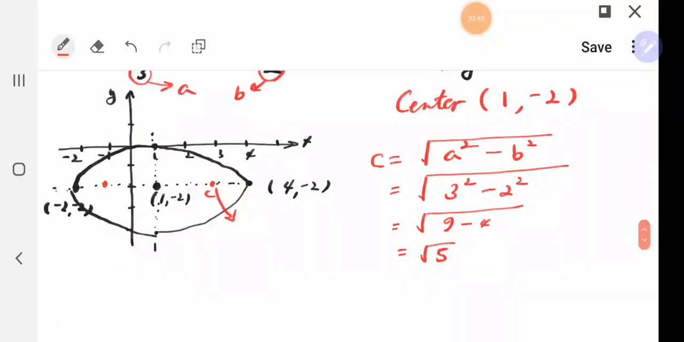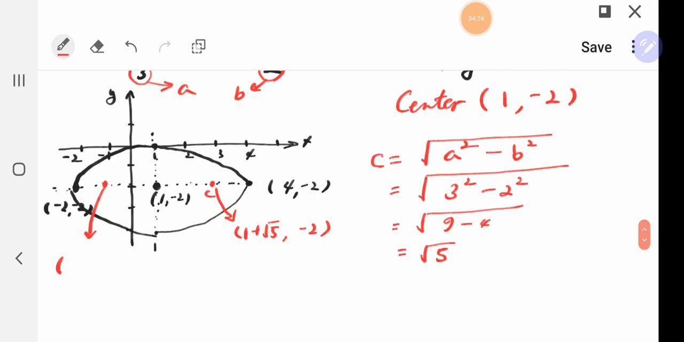So this focus will be square root of 5. So 1 plus square root of 5, since it shifted 1 unit to the right, and then 2 units down. Even this one, it was originally negative 1. We get the center, so shifted 1 unit to the right.